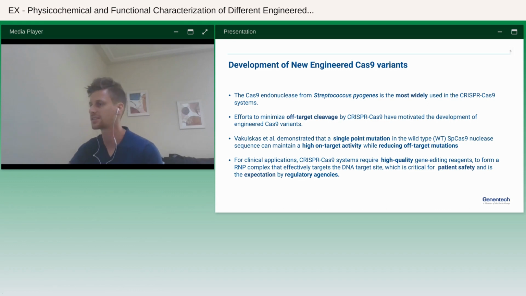Recently, Vakulskas demonstrated that only one single point mutation in the wild-type SpCas9 can maintain a high on-target activity, but also a very low level of off-target mutation. And this is particularly interesting for clinical application. In addition to that, the CRISPR Cas9 system needs to have a very high quality gene editing reagent, which is very critical for patient safety and is the expectation of regulatory agencies.